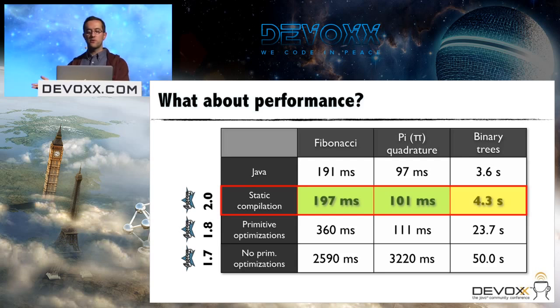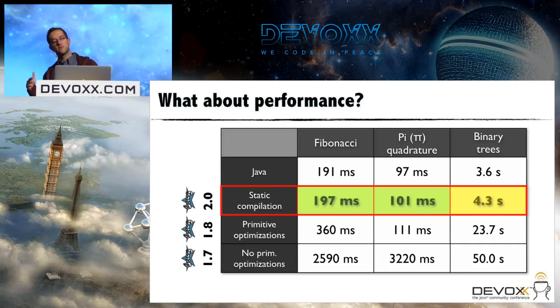So I took 3 different micro benchmarks: the Fibonacci series, the calculation of pi with the quadrature algorithm, and binary trees, an algorithm for doing searches in binary trees. And I measured with different versions. What's interesting with those micro benchmarks is that they typically show where Groovy had the worst case performance.